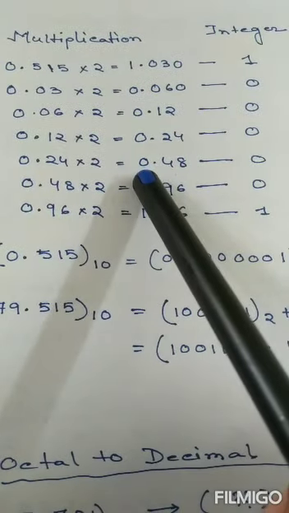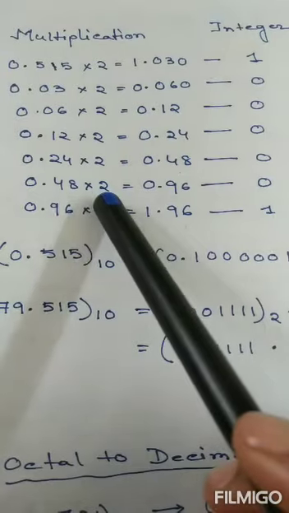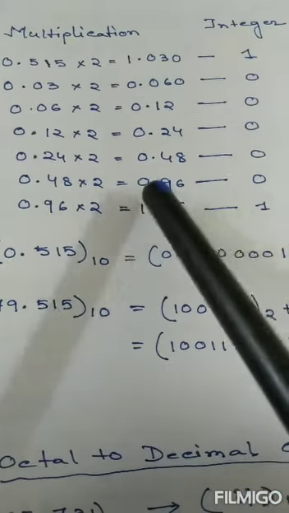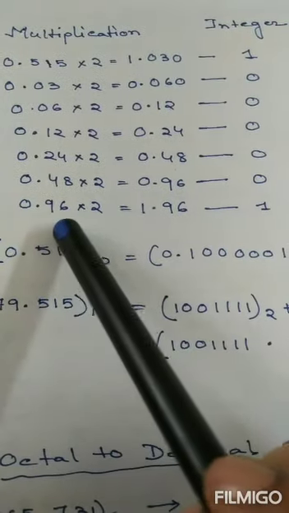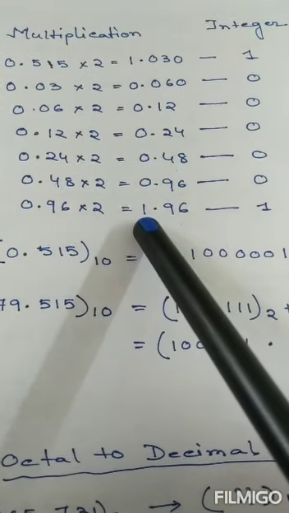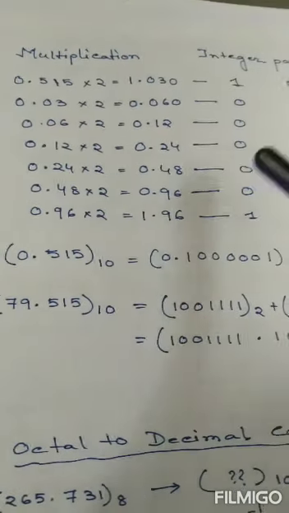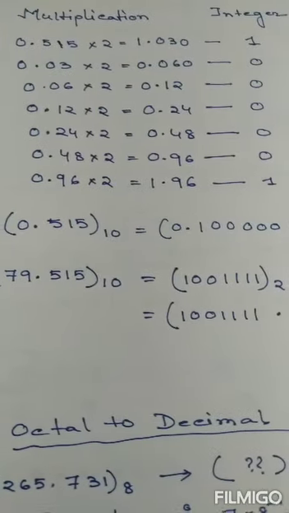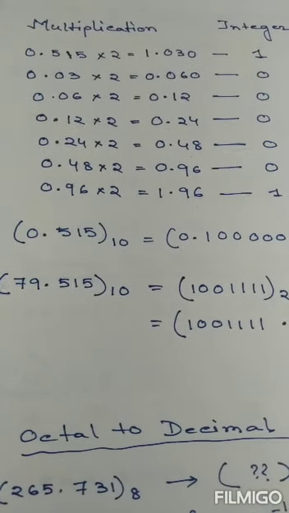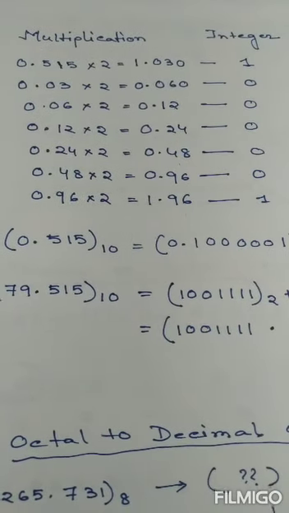Take the integer value, that is 0. Then 0.48 into 2, that is 0.96. Take the integer value 0. 0.96 into 2, that is 1.92. Take the integer value 1. So what is the procedure? Multiply the fraction part with the base number of the required system. Okay. Then take the integer.